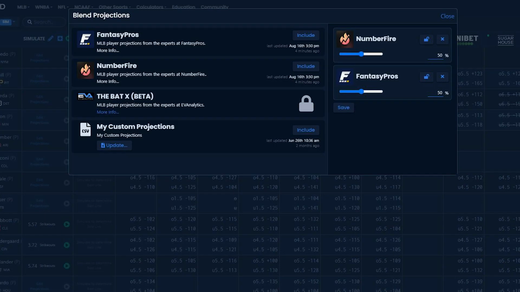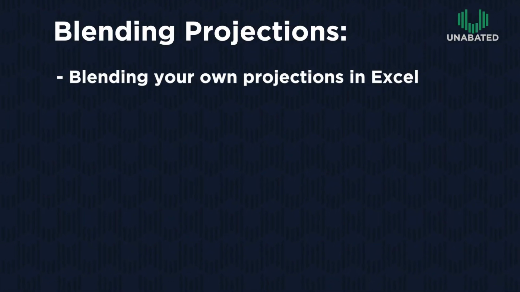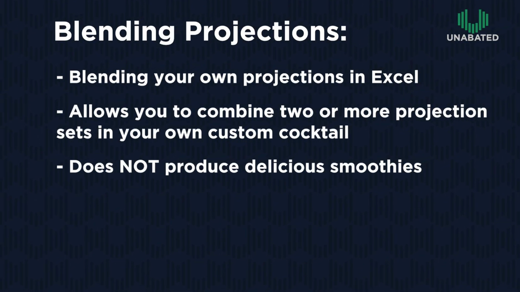One thing that you'll notice in Unabated is that they have the ability to blend values that they're automatically pulling in for you, and you have a nice little slider rail, and it's really easy. So what I would like to try and walk through is how can you do that with your own projections or your own file that you want to use.